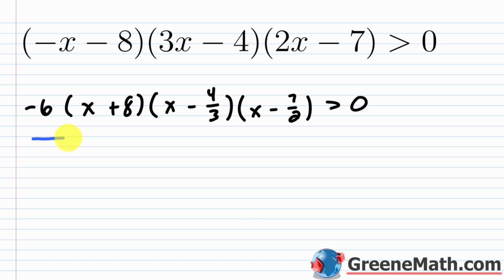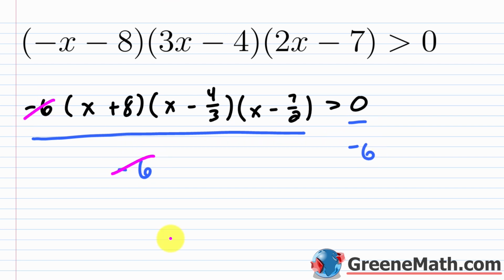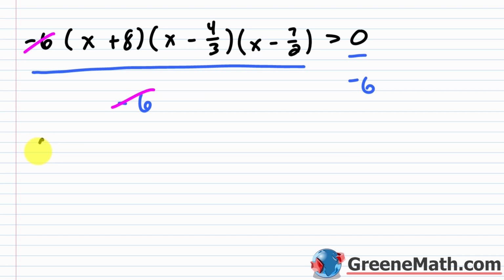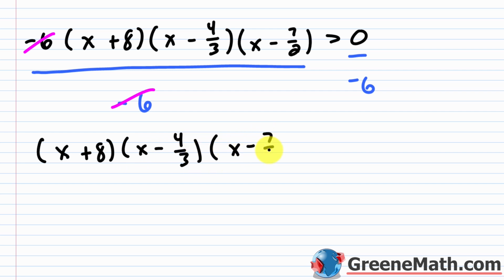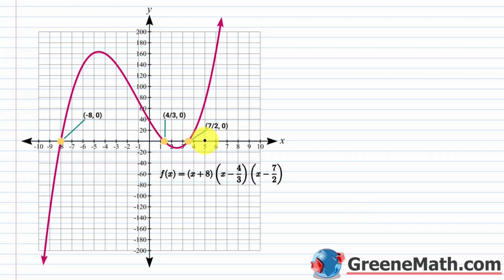So I'm going to divide both sides of this inequality by -6. So this right here is going to cancel with this right here. So the left side will be the quantity x plus 8 times the quantity x minus 4/3 times the quantity x minus 7/2. Let me fix this. Now, before I deal with this side right here, let me show you this graphically so you can see that it's not the same. So I want you to look at the graph of f of x equals the quantity x plus 8 times the quantity x minus 4/3 times the quantity x minus 7/2.